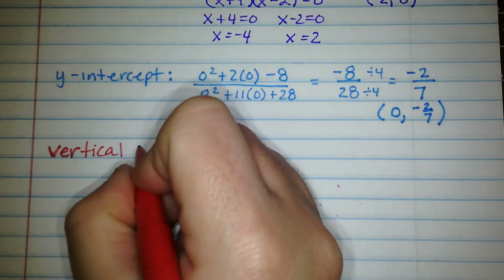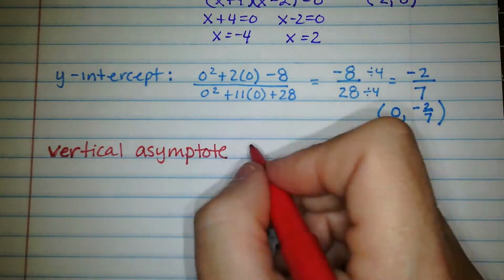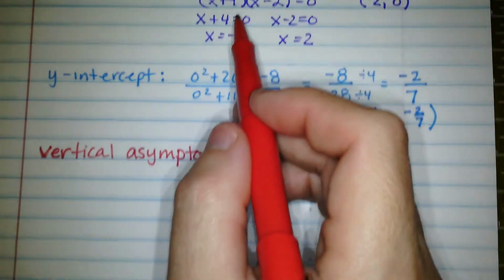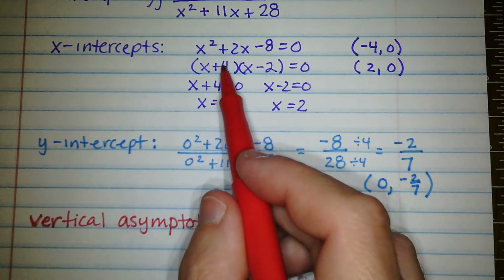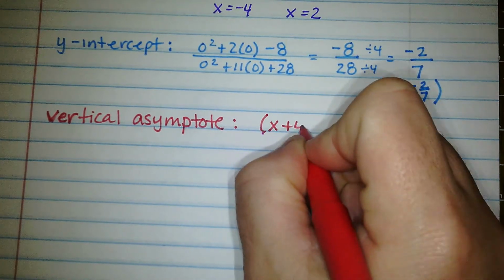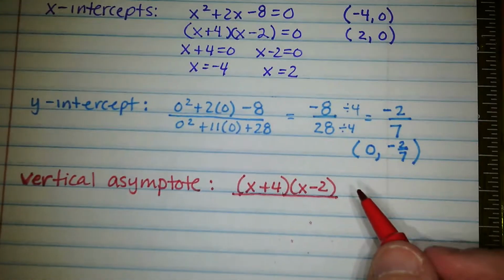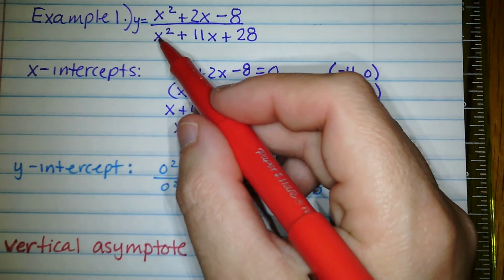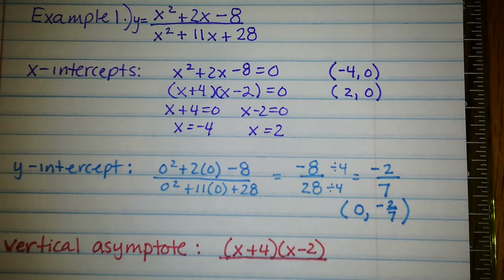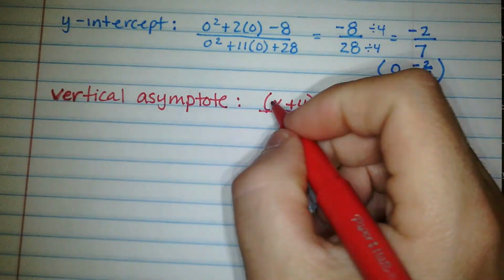For vertical asymptote, we're going to factor the top and the bottom. So we already factored the top. The factor of the top is the X plus 4 and the X minus 2. We have to factor the bottom. So we're factoring the X squared plus 11X plus 28. And that's going to be 7 times 4, all positives.